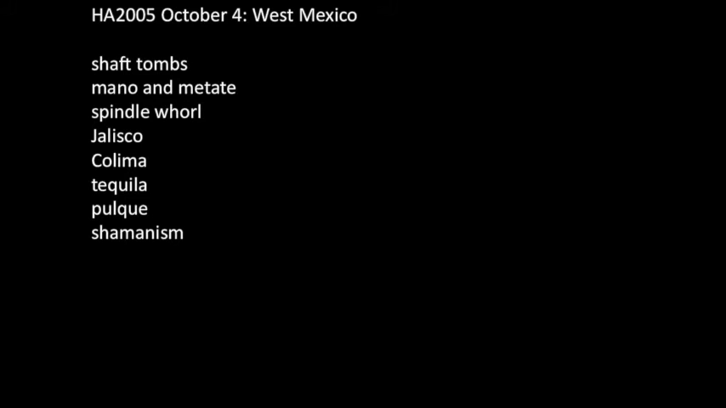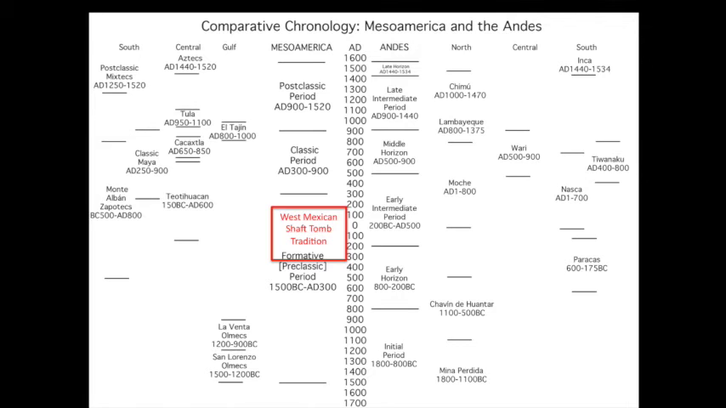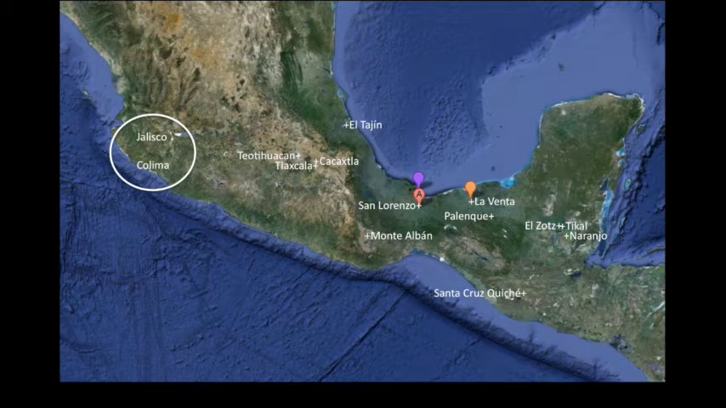And welcome to this week's lecture on West Mexico. We're traveling back in time from where we were last week in the post-classic period to the late formative period, so about 300 BC to 200 AD. This is roughly contemporary with the Monte Alban Zapotecs and Teotihuacanos. We're also traveling much further west in Mesoamerica than in previous classes, to the Jalisco and Colima regions of Mexico's Pacific coast.